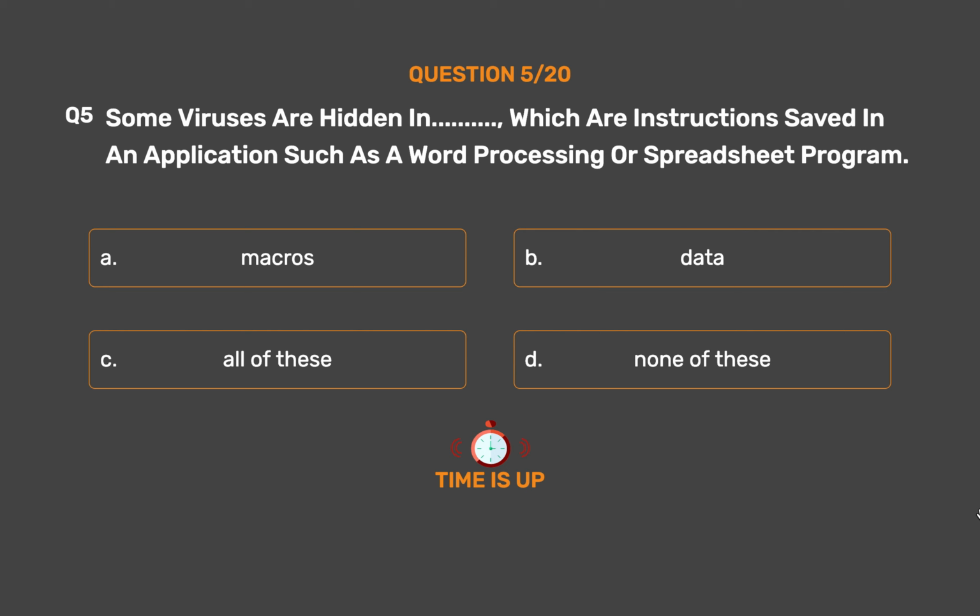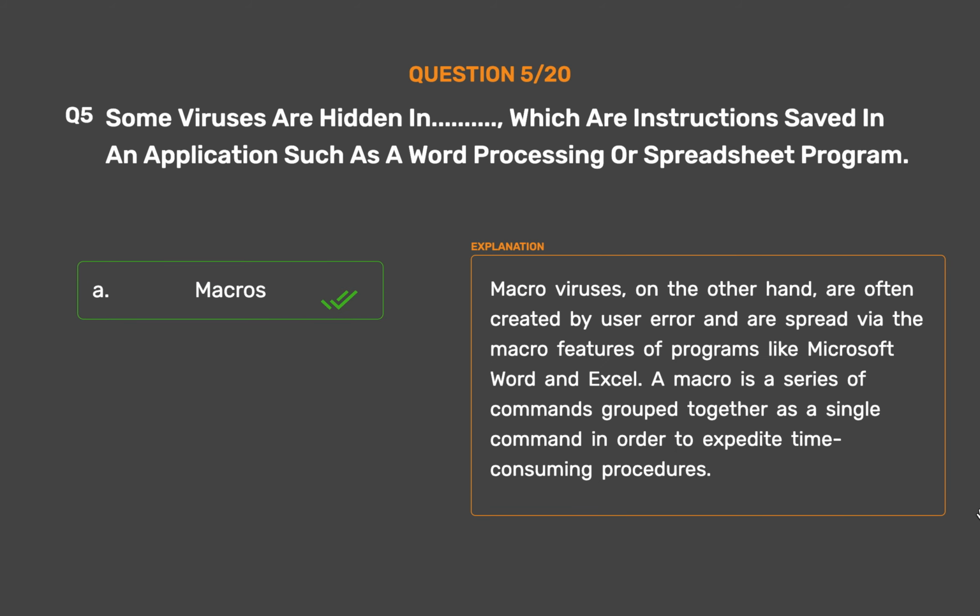The correct answer is Option A. Macros. Macroviruses, on the other hand, are often created by user error and are spread via the macro features of programs like Microsoft Word and Excel. A macro is a series of commands grouped together as a single command in order to expedite time-consuming procedures.